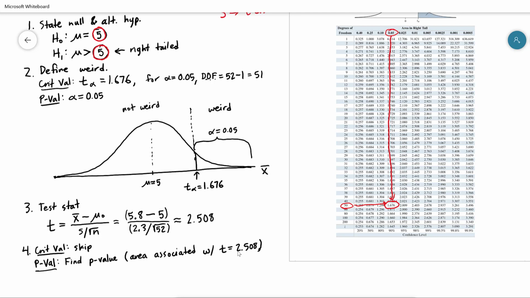If I can figure out roughly where 2.508 falls, which it looks like it's going to be between these two results, I'll know that the area associated with it must be between the areas associated with these two numbers. So if 2.508 is in here, the area associated with that t-score of 2.508 must be between the areas associated with 2.403 and the area associated with t equals 2.678. And those two areas going up are going to be 0.01 and 0.005. So that's how we're going to do this.